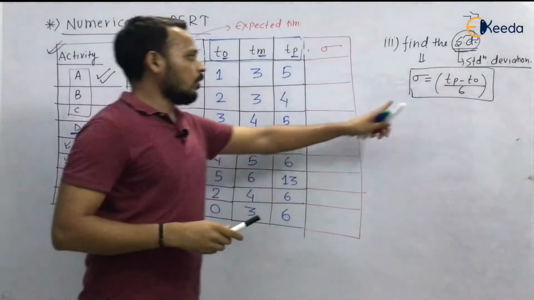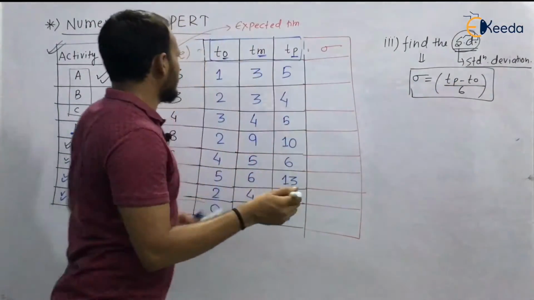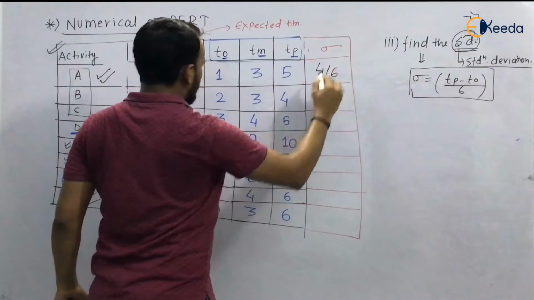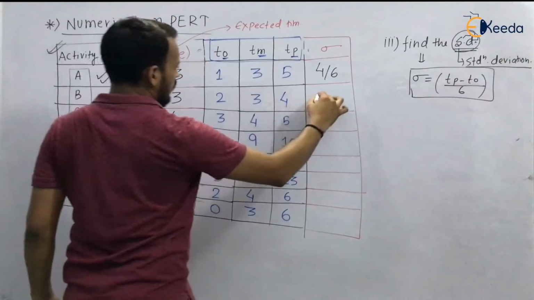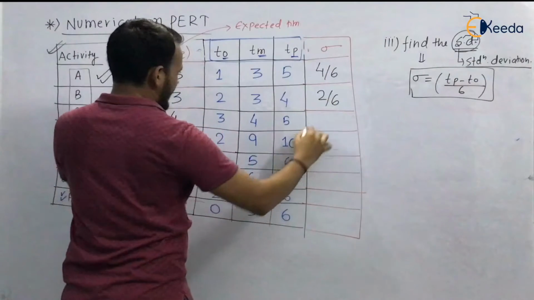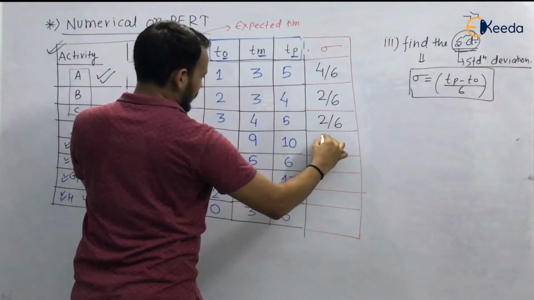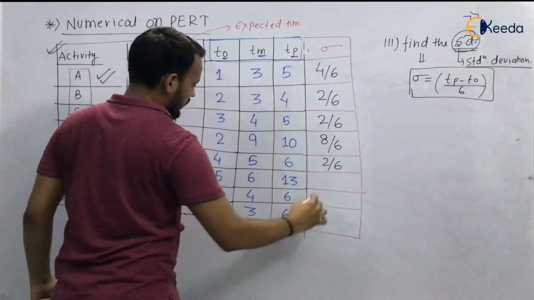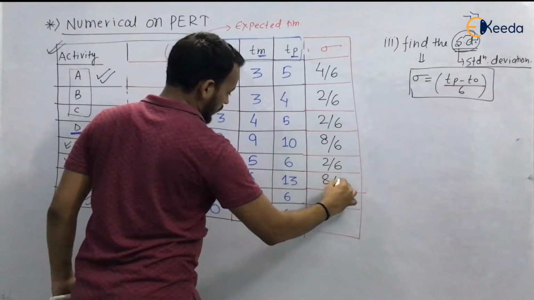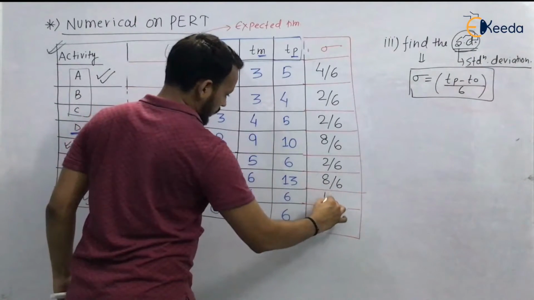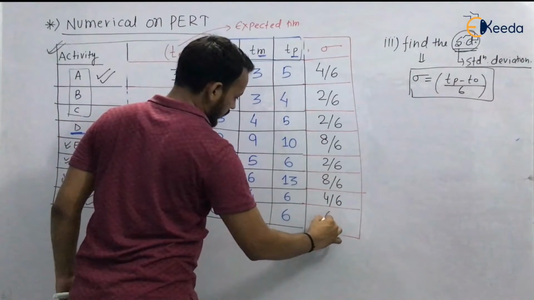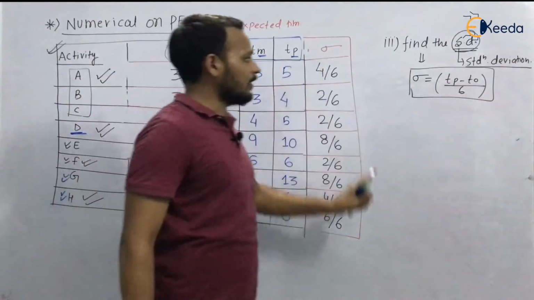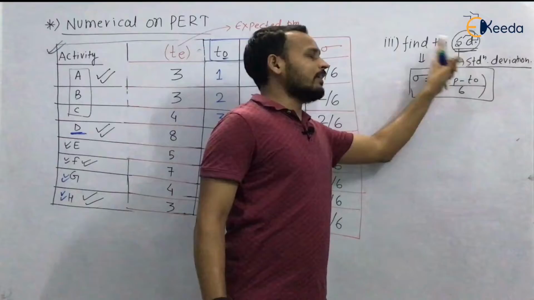Apply this formula for each activity: TP minus T naught by 6. So it will be 5 minus 4 by 6. It is 2 by 6, 2 by 6, 8 by 6, 2 by 6, 8 by 6, 4 by 6 and 6 by 6. So you have found the standard deviation. It is asking you to find the standard deviation.